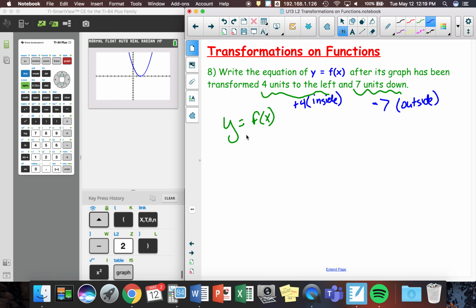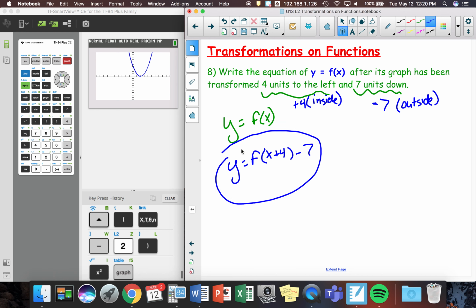That's it. So instead of having f of x, I'm going to rewrite this. I have y equals f, and plus 4 is on the inside, so I'm just going to write that on the inside. When I say inside, I mean inside of parentheses, or inside of any function that you have. I have x plus 4. That means it's going to go to the left. And then minus 7, it's going to be on the outside. That's it. That's all they're asking.